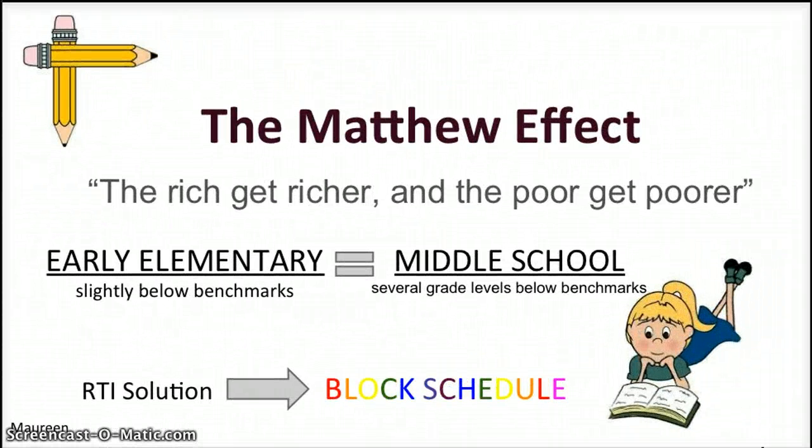Tiers 2 and 3 are essential to a research-based solution for what is known in the reading world as the Matthew effect. The Matthew effect, a term coined by Robert K. Merton in 1968, refers to the axiom, the rich get richer and the poor get poorer. This term is used in literacy education to refer to a student who struggles with literacy aspects in the early elementary grades, reading slightly below grade level benchmarks, and how, as they get older, this gap in knowledge widens so that by 5th grade they are reading several levels below their grade benchmarks.